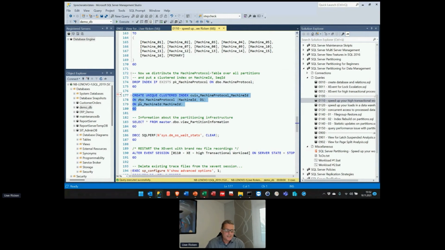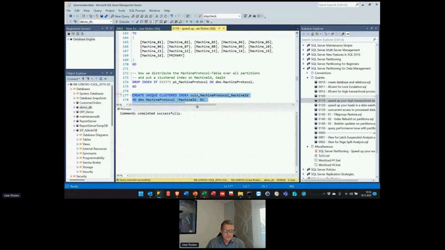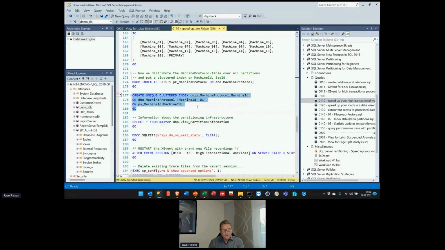And I say to SQL Server, hey, if someone is inserting data into this table and you can assign the machine ID to an underlying file group, then write it into this file group. If not, write it to the primary. And this is based on this machine ID. So this is the indicator for the part where we should write it to.